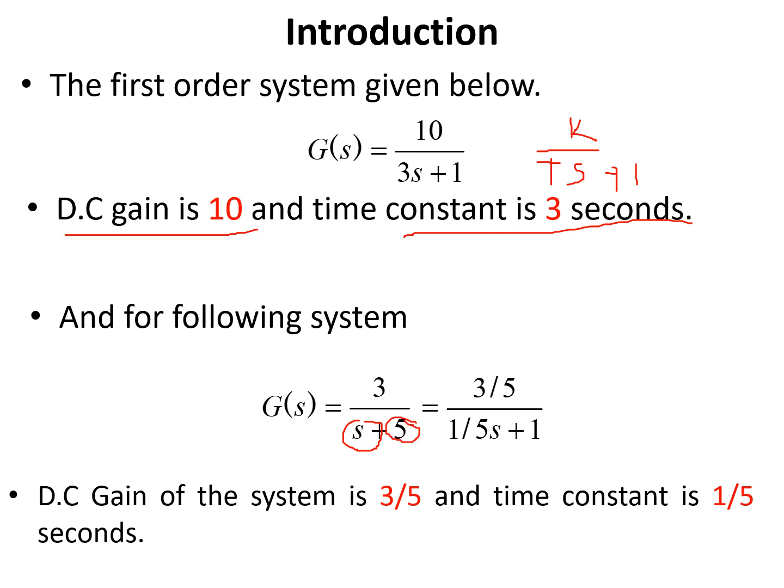So what you need to do is take this 5 common, and then that is your standard form. That is why here I've got 3 by 5 and 1 by 5 by taking 5 common from the denominator. So for this system, the DC gain is 3 by 5 and the time constant is 1 by 5. So always, whenever a transfer function is given for your system, try to express it in the standard form by taking the corresponding value as common.